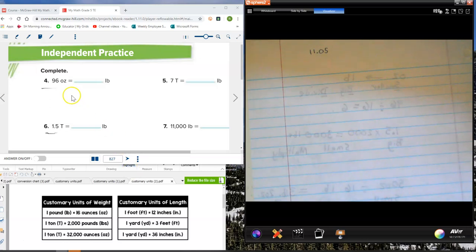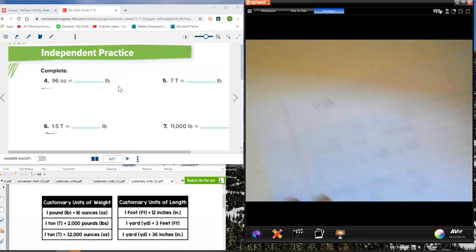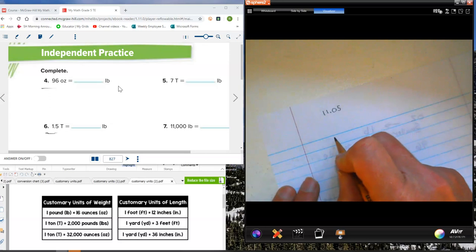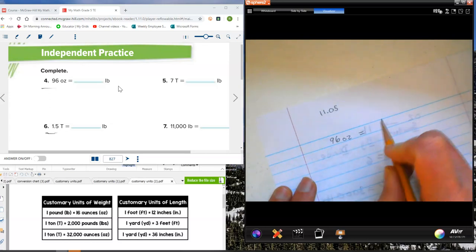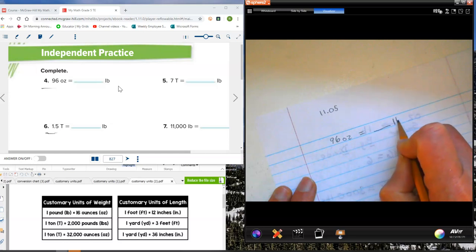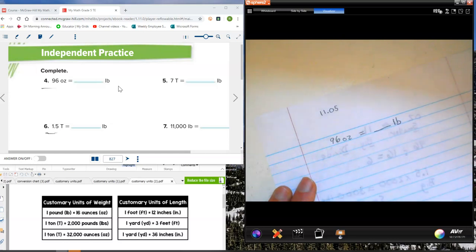I'm going to look at my very first one, which is right here, and I'm converting 96 ounces into pounds. So what I want to do is I'm going to go onto my paper right here, and I'm going to write it out. 96 ounces equals blank pounds. And LB stands for pounds as a reminder. What I first want to do is remind myself whether ounces is the smaller unit or the bigger unit compared to pounds.